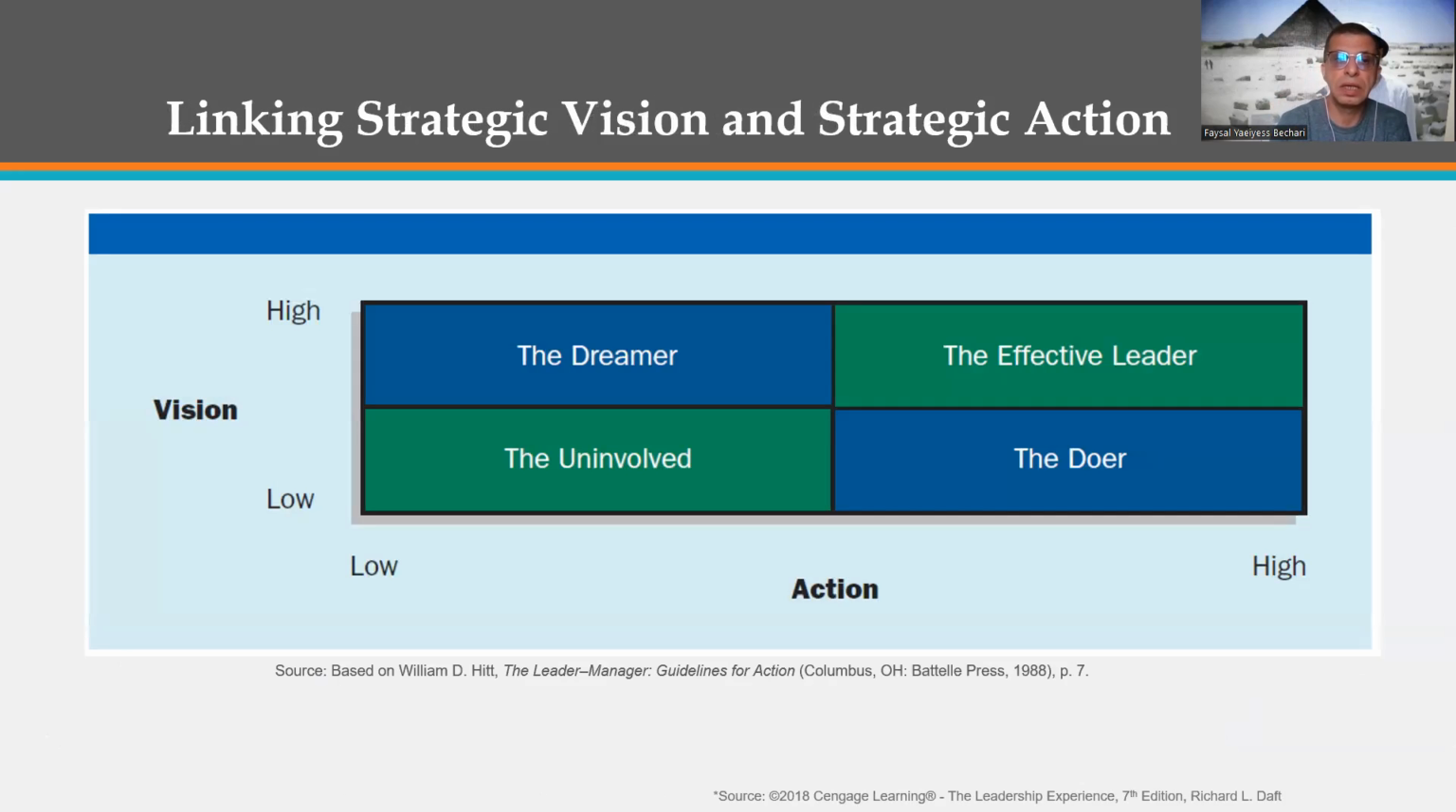But linking strategic vision and strategic action will define what kind of leader you are. You can be a dreamer. You can be the uninvolved. You can be the effective leader, and you can be the doer. So these are four situations where you can link a strategic vision and strategic action. It depends on the vision and action.